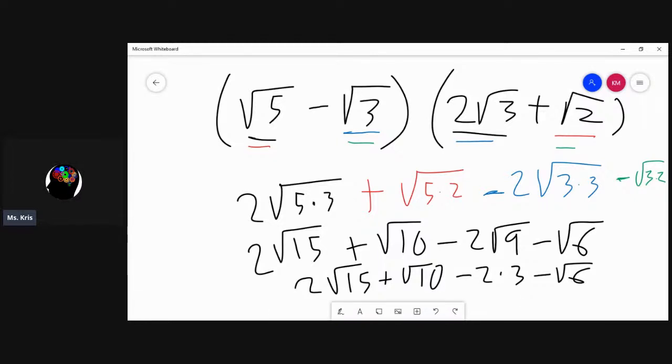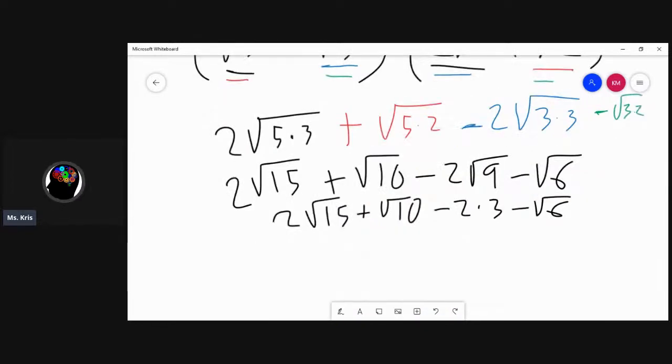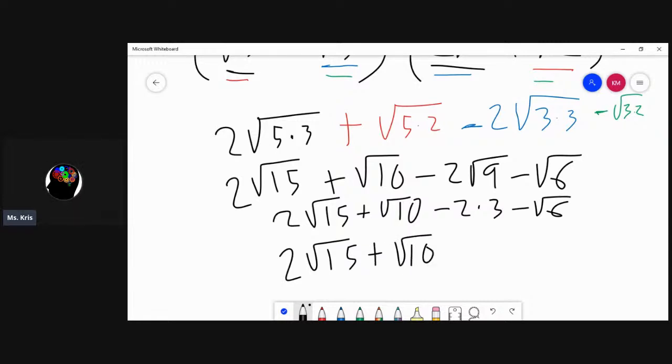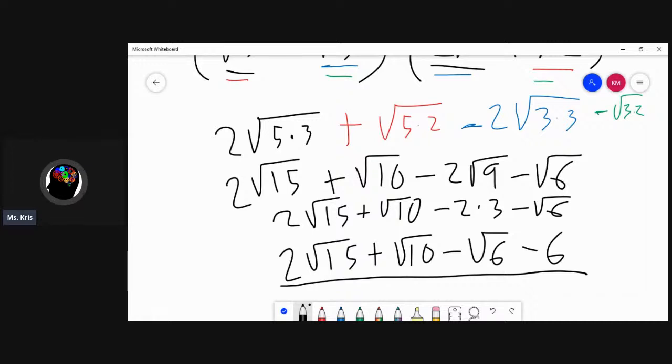And when I combine my terms again, you are left with 2 square root of 15 plus square root of 10 minus square root of 6 minus 6. This is your answer. And unless you have a perfect square to pull out of any of these numbers, this is where you will stay.